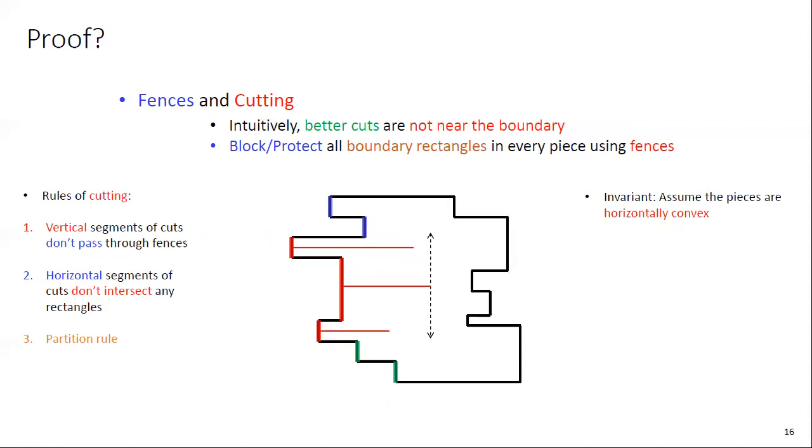We will assume one invariant, that the pieces that we consider are actually horizontally convex. Horizontally convex means if you take two points at the same y coordinate, the segment lies inside the piece. Okay. And it turns out that we can additionally maintain this property, which makes the proof easier to analyze. Okay, but it's not important. So let me describe precisely what is the partition rule that we will apply to prove that there is a good structured solution.